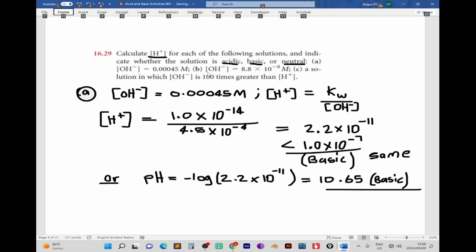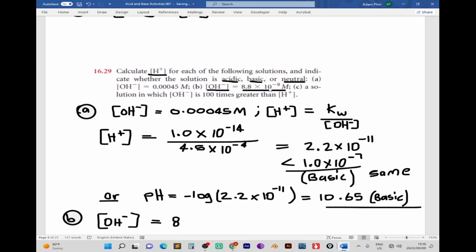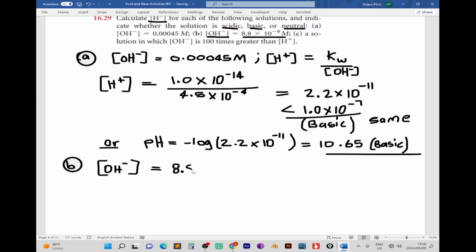Okay, so let us come back to the other evaluation, B. So in B you can see that we have the hydroxyl concentration, which is the base concentration. The base concentration there, they say it is 8.8 multiplied by 10 to the power negative 9. That is the base.